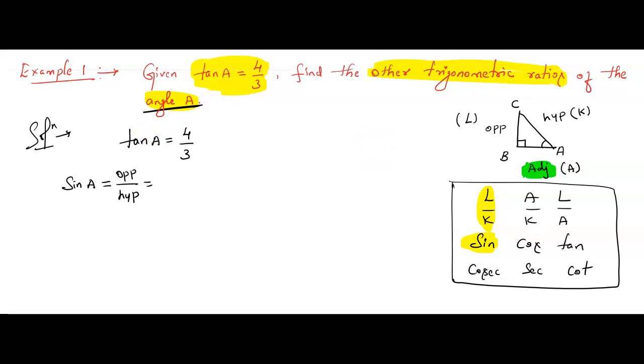See children, here you can see tan A. So what is the logic to remember tan? That is L by A. Tan means L by A. What is L? L is opposite. What is A? A is adjacent. Are you getting children? So here you have to write the values. Opposite is 4 and adjacent side is 3. Sir, what is hypotenuse? We don't know. So first we have to calculate this side.